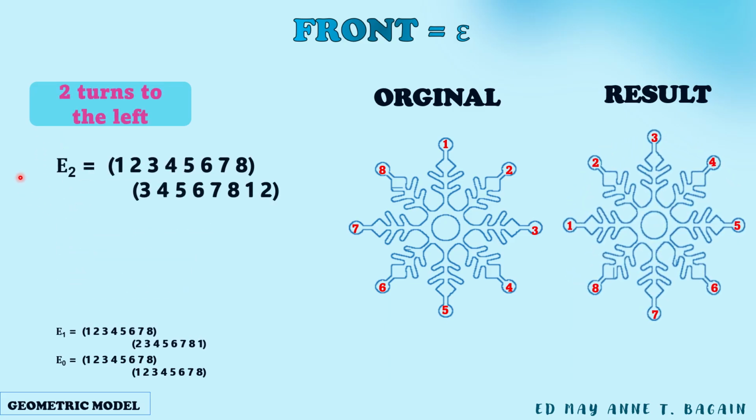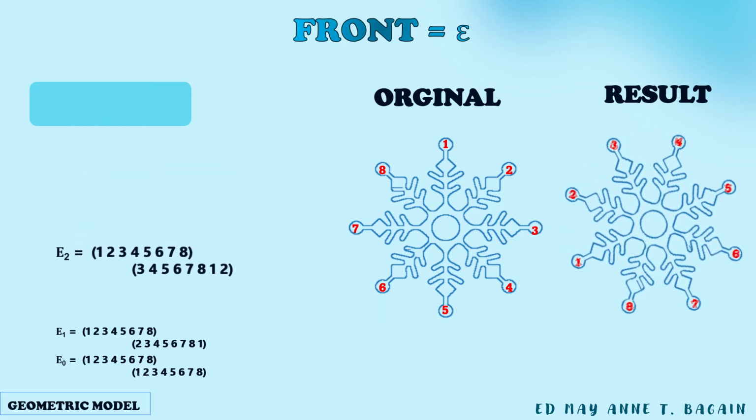the moves for epsilon sub 2. We have here the original, and then let's check the result. We will be turning twice to the left. Okay, so from 1, 2, and 3. So it will be 3 here. So 1 is 3, 2 is 4, 3 is 5, 4 is 6, 5 is 7, 6 is 8, 7 is 1, and 8 is 2. Because after we reach the 8, we will be returning to the 1 and then the 2. Okay, so that is the epsilon sub 2.